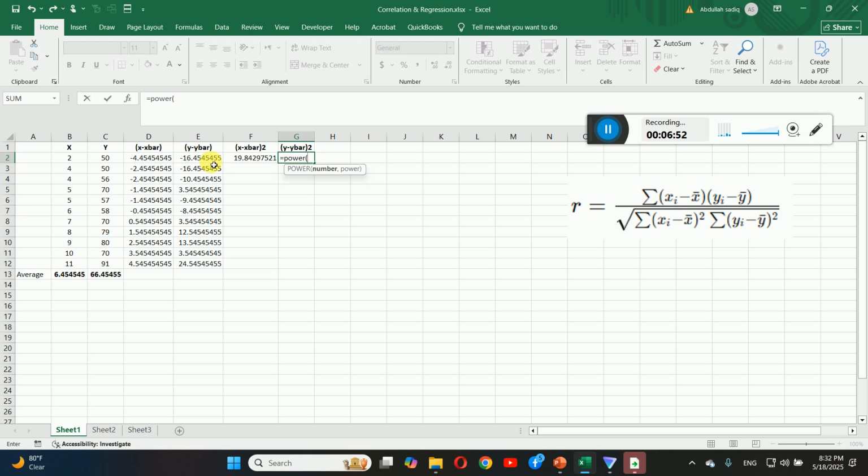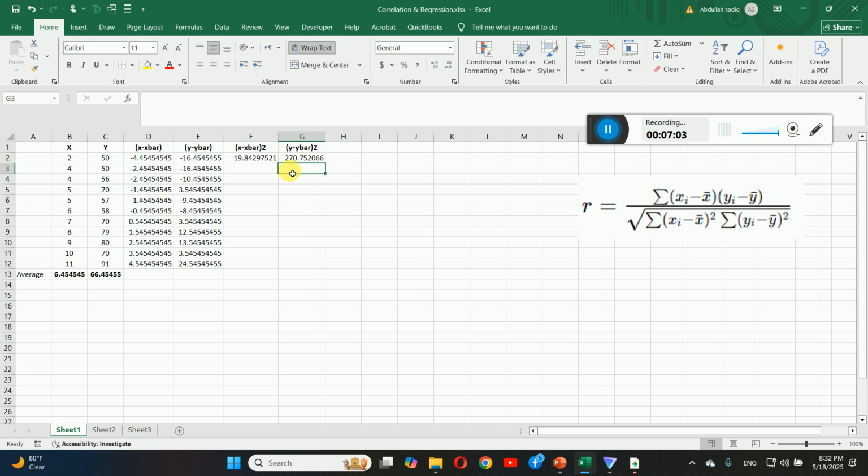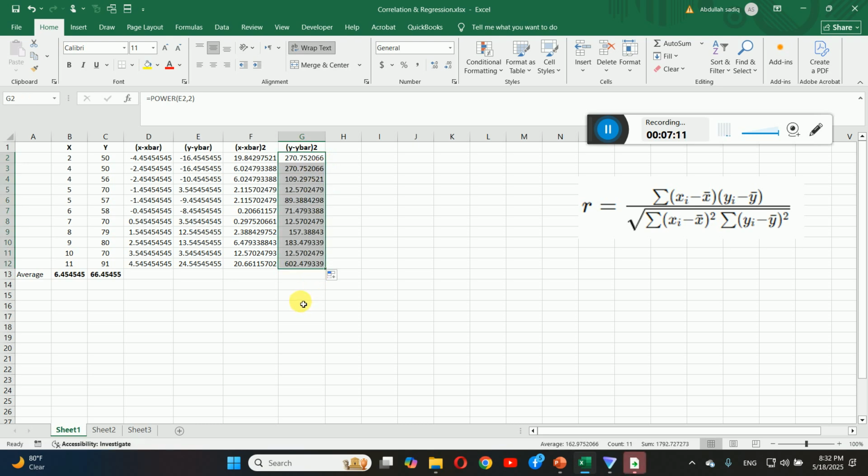This is the y value, y minus y bar, and just raise it. Click on this value here. Okay, this is power. Click on this value, comma, raise to the power 2. Okay, dear students, just drag it down. We square it just to eliminate the negative values. Why? Because it's creating problems, dear students. Okay, we have all values.